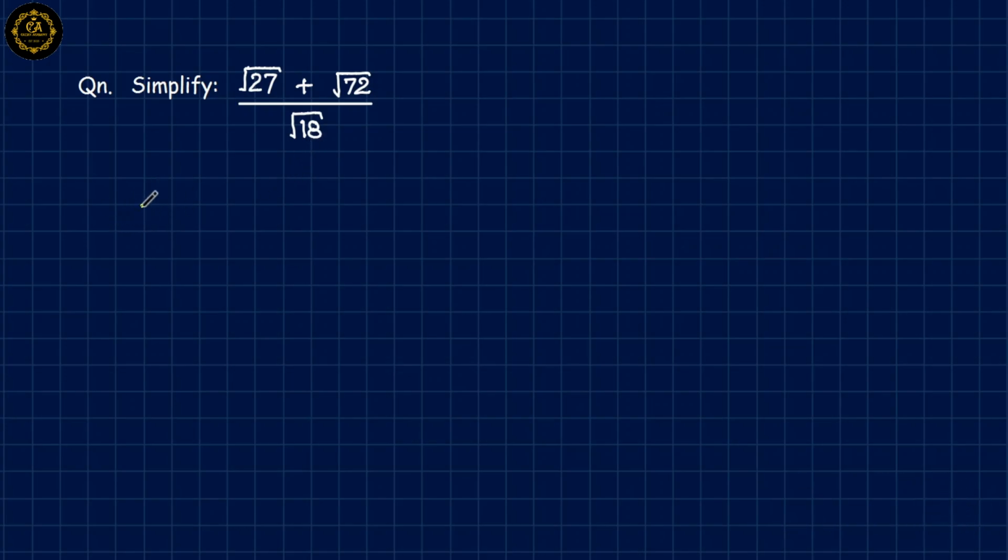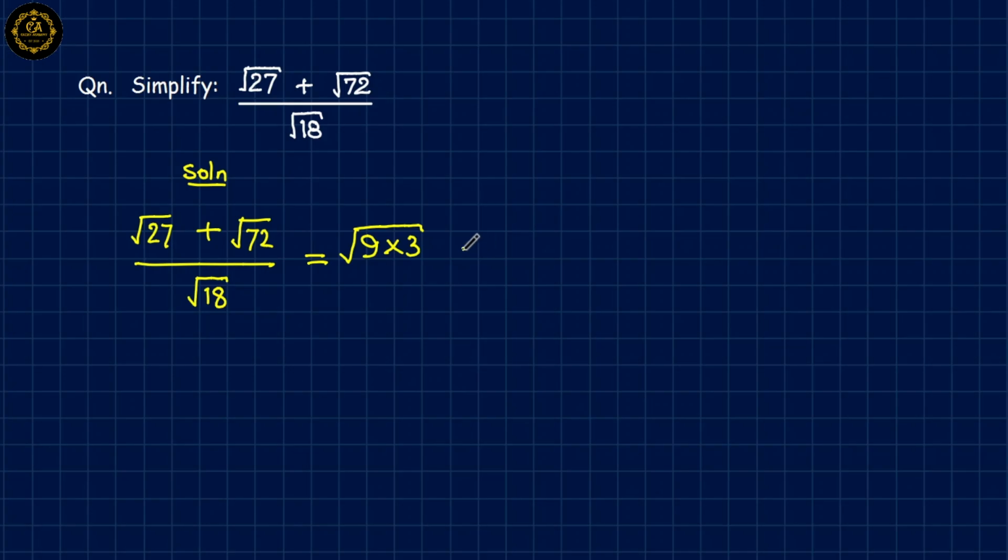When we have this kind of question, firstly, we need to copy it down here, and we have a square root of 27, which we are adding to square root of 72 over square root of 18. So what we have to do is to split these numbers under the square root into two. One would be a square number, so 9 times 3 will get us back to 27, and we can see that 9 is a square number.